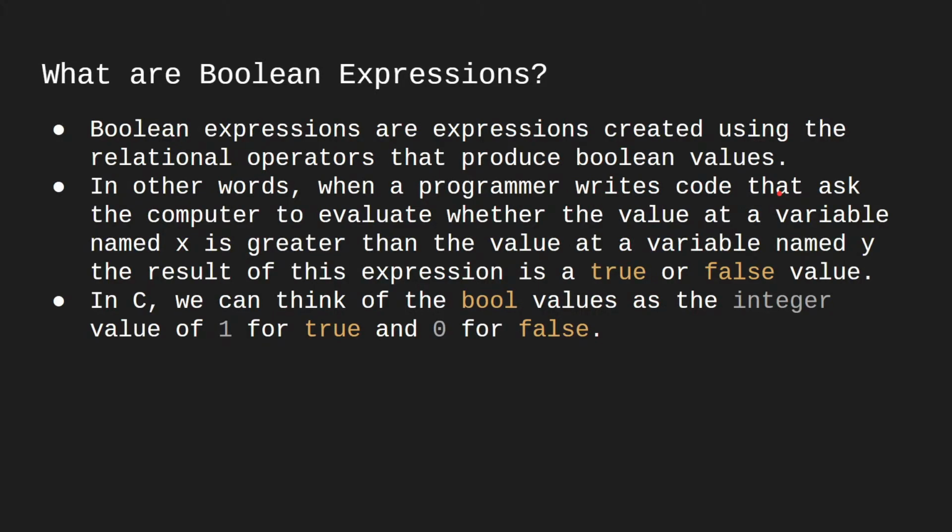So a Boolean expression is an expression created using relational operators, something like I just talked about before. So we could write code that asks the computer to evaluate whether a variable named x is greater than the value at a variable named y, and the result will be a true or false value. But again, we can think of these true or false values as integer values, 1 for true, 0 for false.